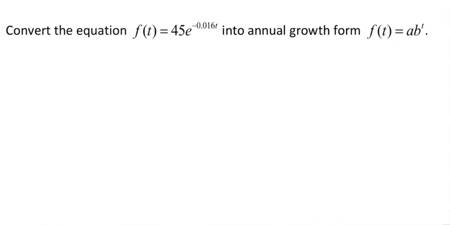Let's look at how we can convert the equation f of t equals 45e to the negative 0.016t into the annual growth form instead. So it's currently in the continuous growth form, and we would like to rewrite it in the annual growth form. Let's make sure we understand the difference between the two.